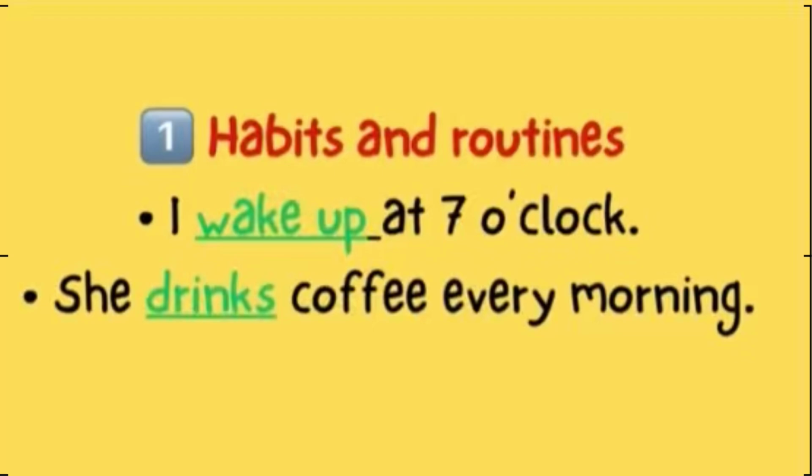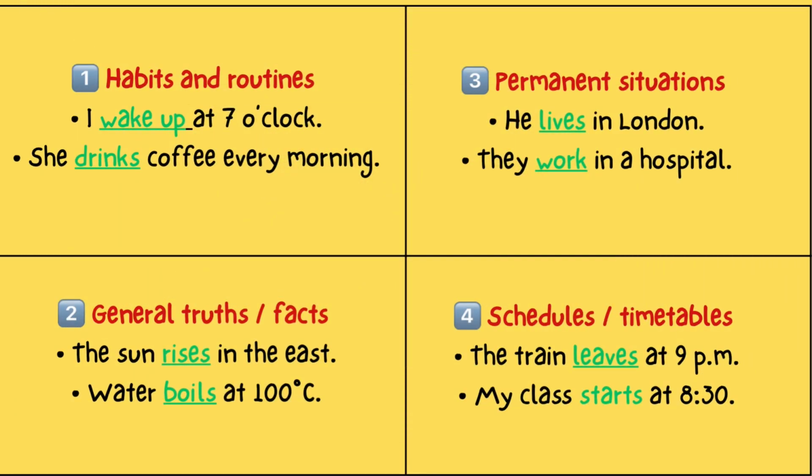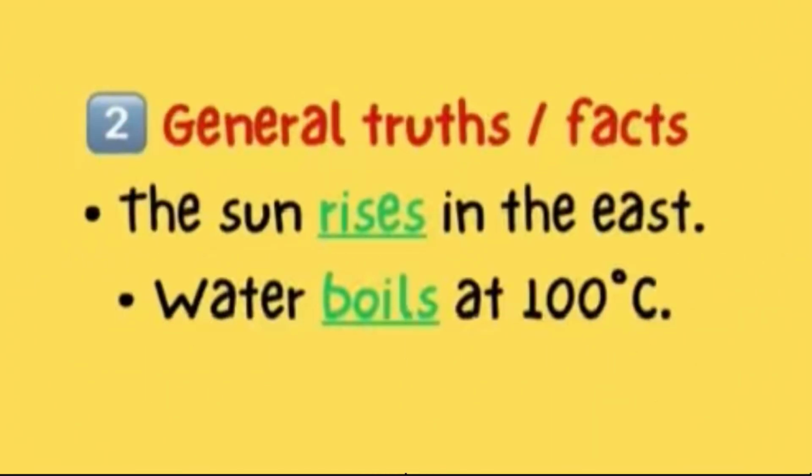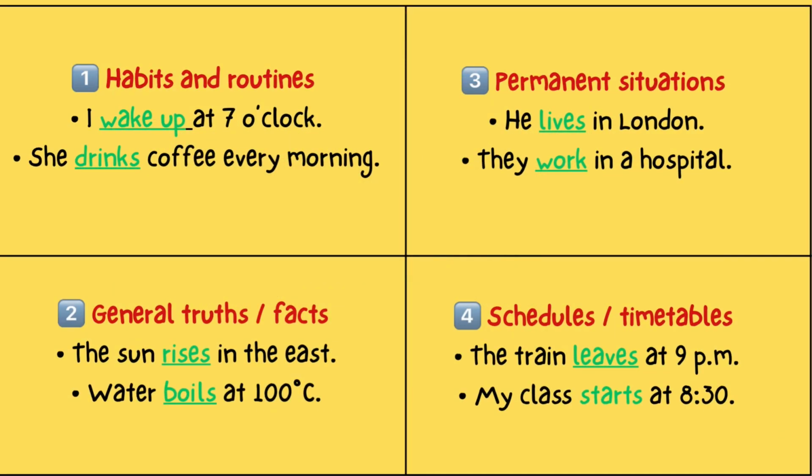Here we use the base form of the verb, like wake up and drinks, when we talk about habits or routines. Second, general truths or facts, that is also called universal facts. So, when we talk about facts or general truths, we use simple present tense, like the sun rises in the east, water boils at 100 degrees Celsius. Can we change them? No, of course not, because they are facts. So, whenever we talk about facts, we use simple present tense.